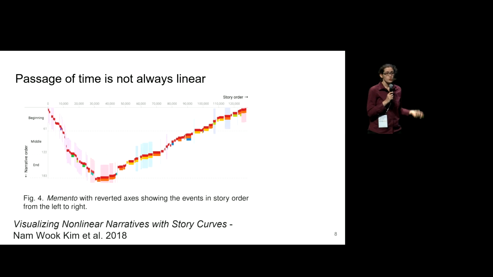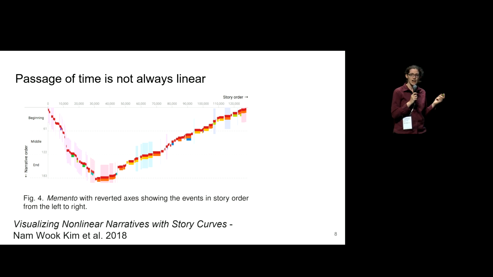Something else we have to take into account when dealing with storytelling and time is that in narrative, time is not always linear. We see this a lot in film, where they will include ellipses to compress boring bits of the narrative, or time dilation to emphasize significant moments.